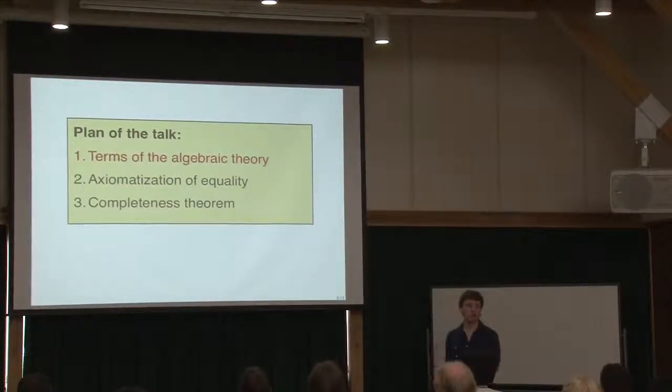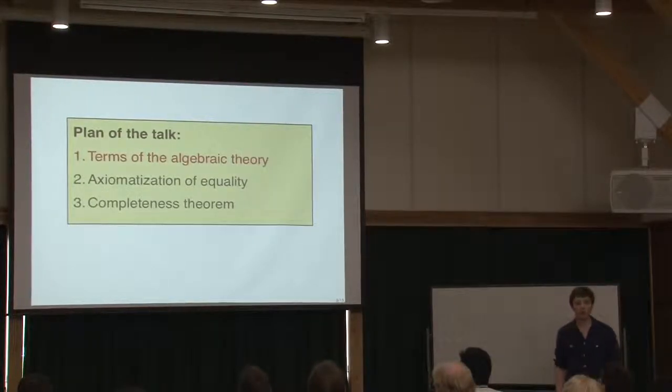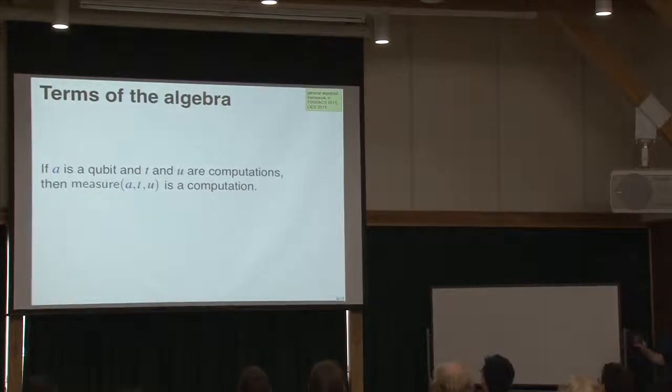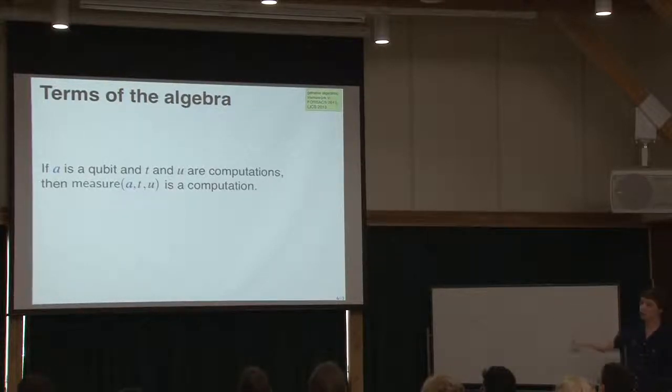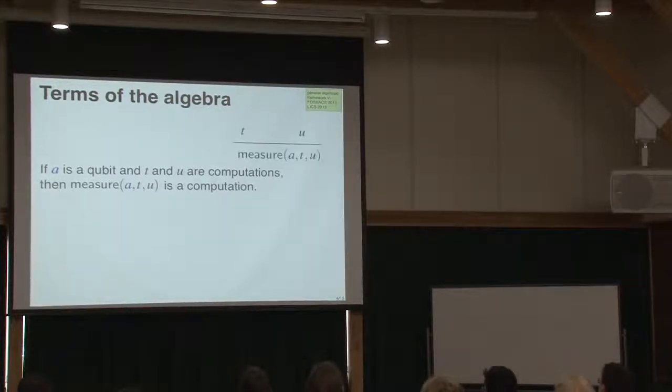First of all, the terms of this algebraic theory, the ways that we can define quantum computations in this formalism. Well, let me be informal to start with. If A is a qubit and T and U are computations, then we can build a new quantum computation that first measures A in the standard basis, and then depending on the outcome continues as either T or as U. Slightly more formally, if we've got a computation T and a computation U, then we have a computation measure A, T, U. It measures A, and continues as either T or U depending on the outcome.